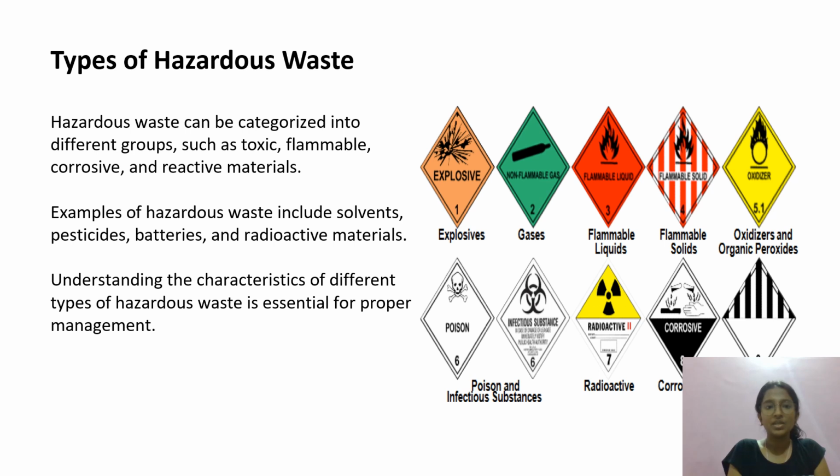Types of hazardous waste. Hazardous waste can be categorized into different groups such as toxic, flammable, corrosive, and reactive materials. Examples of hazardous waste include solvents, pesticides, batteries, and radioactive materials. Understanding the characteristics of different types of hazardous waste is essential for proper management.